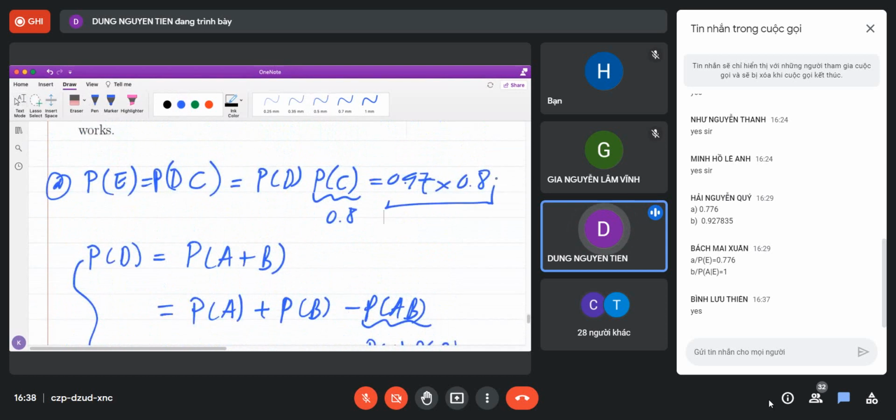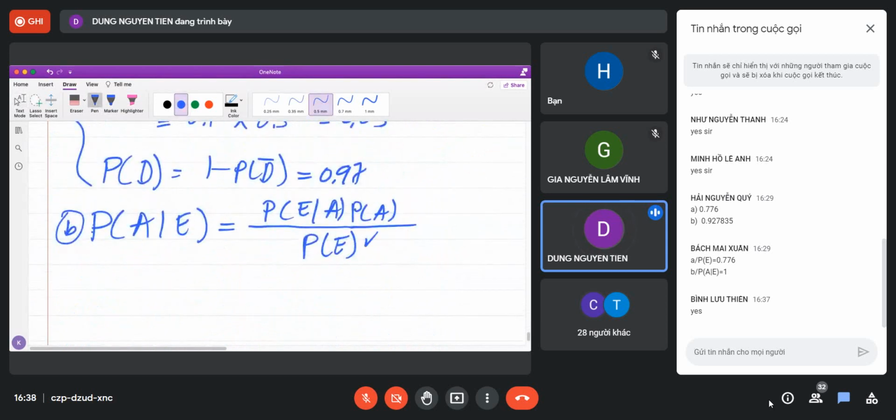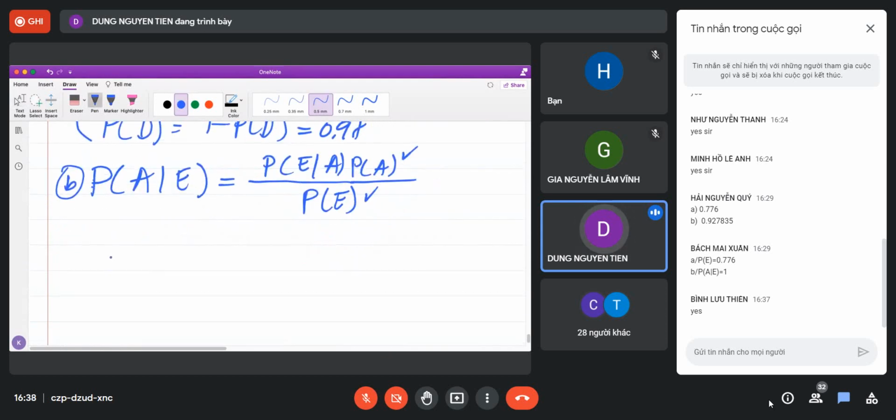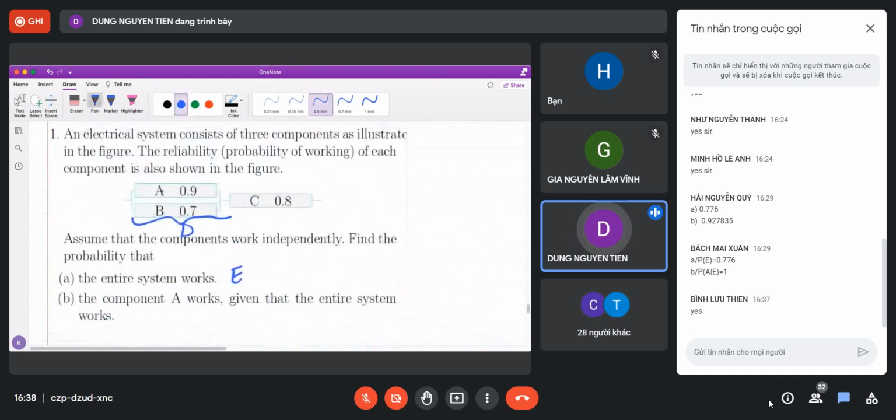It is this product. You knew that. You also know the probability of A, which is 0.9, I think. So it remains to find the conditional probability of C given A. Well, what is A? A is this one.